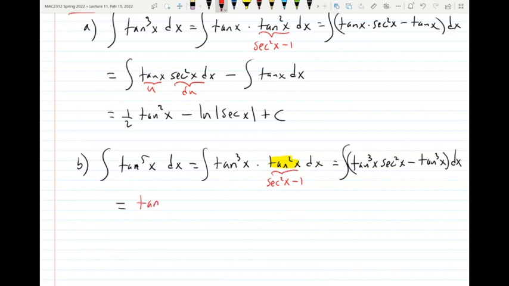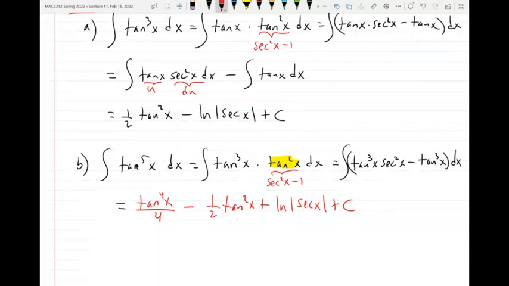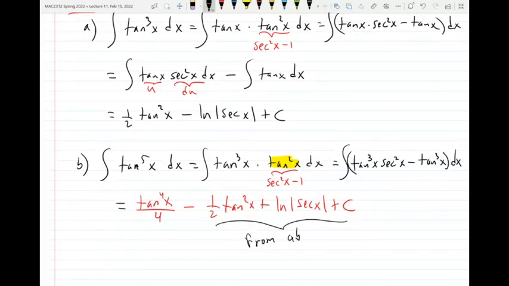So tangent to the 4 over 4 minus, and then we need to put the integral of tangent cube. We already did it, so I'm just going to copy the line from above. So minus 1/2 tangent square plus ln, I'm distributing the negative, absolute values. Okay. What I did here was I just copied stuff from above, from part A.